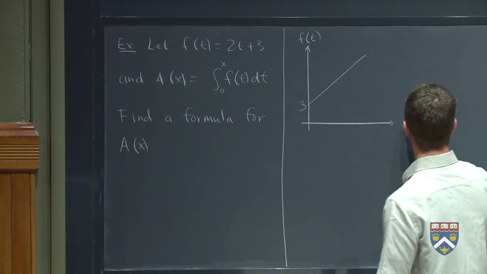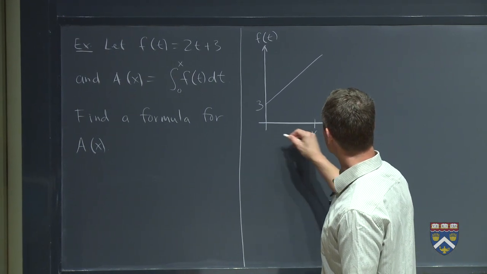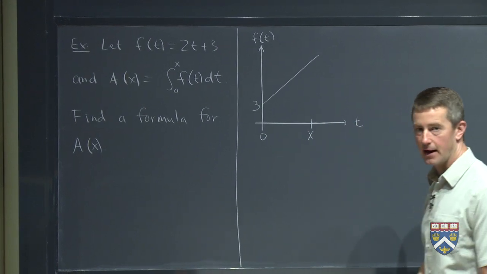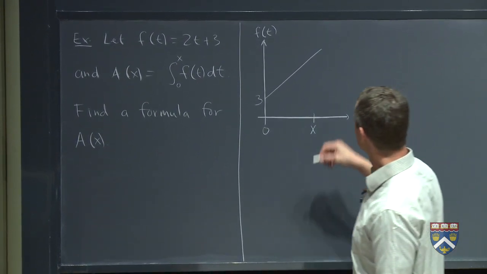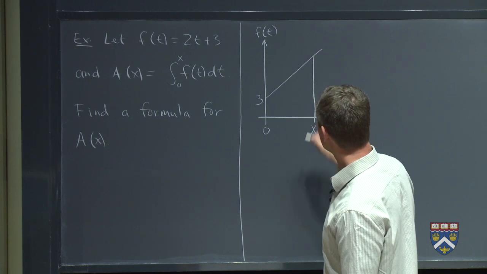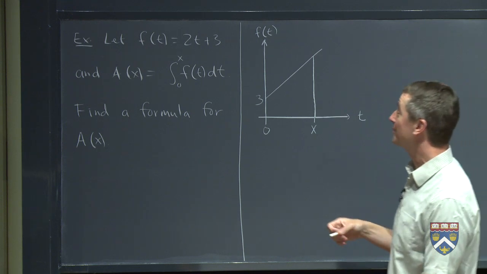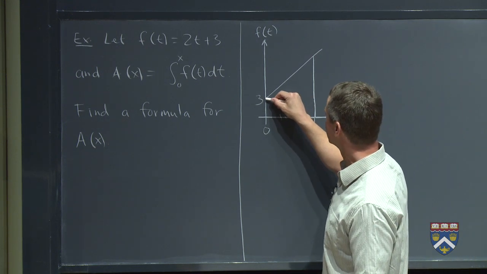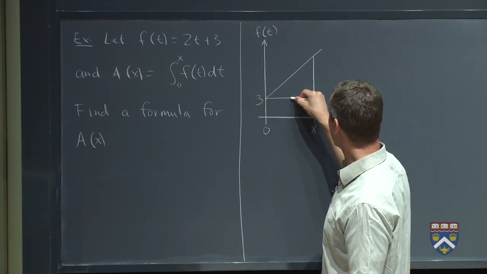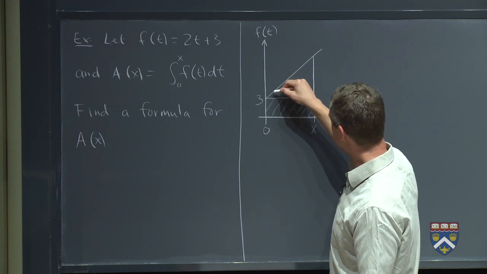So here we are on the t-axis. We're going over to some unknown point x, and we're looking at the area under this graph from 0 to x. So what sort of shape is that? That's one that we saw earlier. That's a trapezoid. And at the time, we didn't remember the formula for the area of a trapezoid. Suppose we still don't. We can break it up into this area and this area.